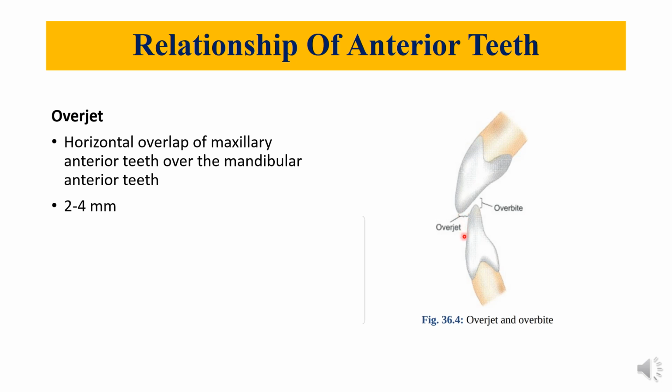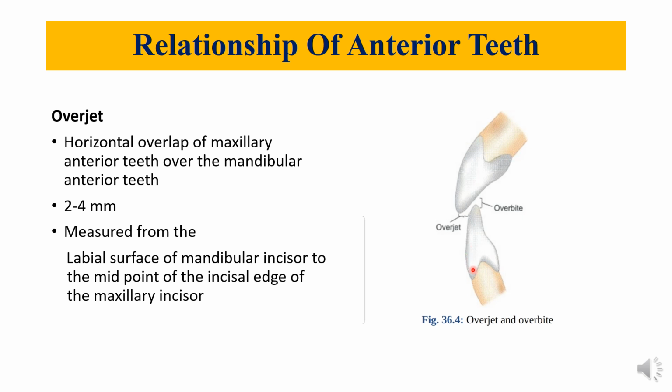Okay, now it is approximately 2 to 4 mm. And how do you measure it? Yes, it is measured from the labial surface of the mandibular incisors to the midpoint of the incisal edge of the maxillary incisors. Okay, is it clear? It is approximately 2 to 4 mm.